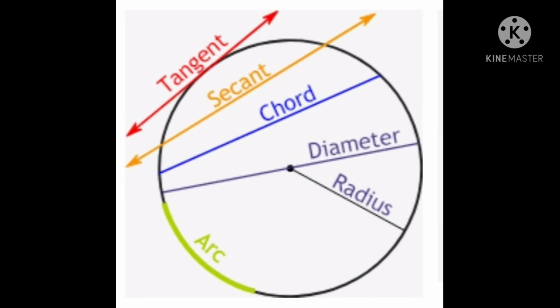Okay, so here the radius is a segment from the center to the circumference of a circle. Diameter is a segment which passes through the center and intersects the circle at 2 points, and the chord is a segment which intersects the circle at 2 points. So that's why the diameter is also a chord of a circle. And the secant is a line which intersects the circle at 2 points. Tangent is a line which intersects the circle at 1 point.